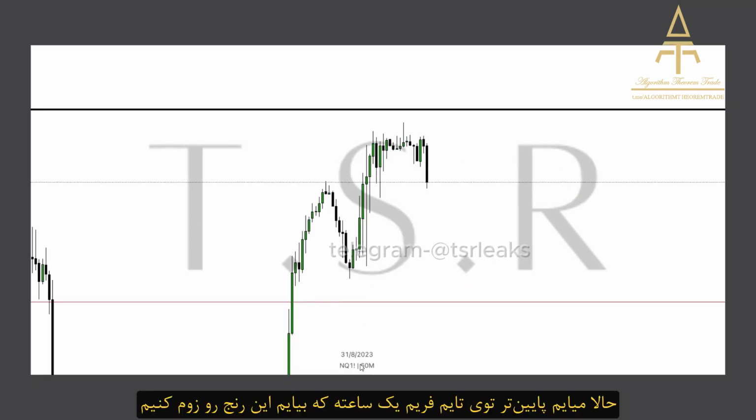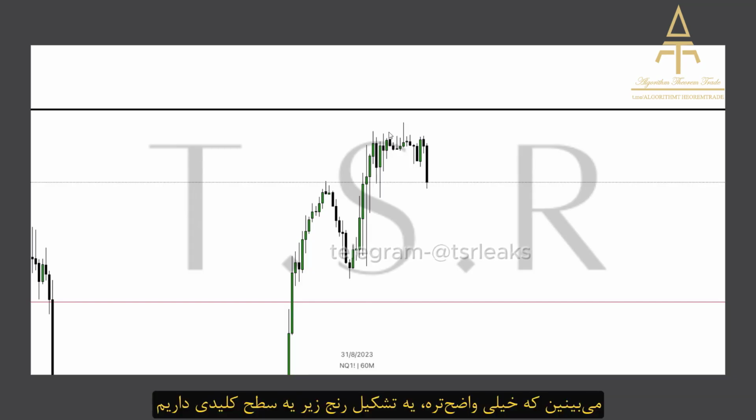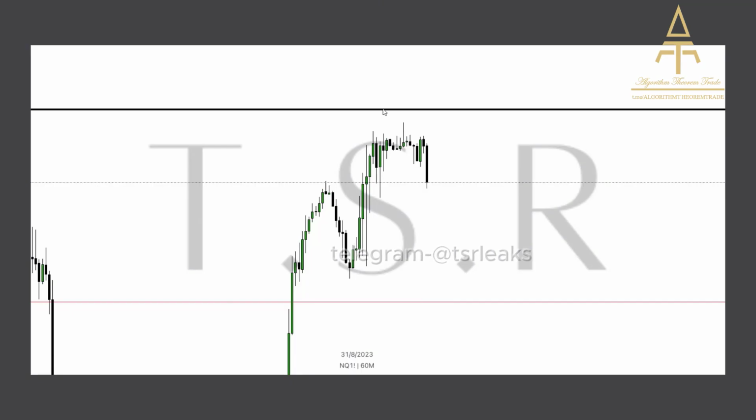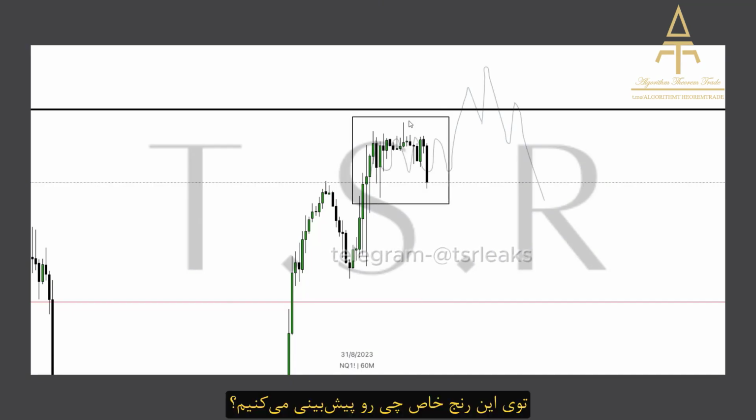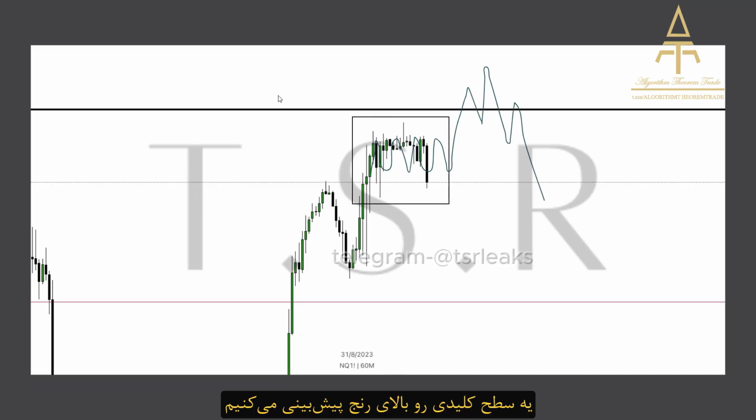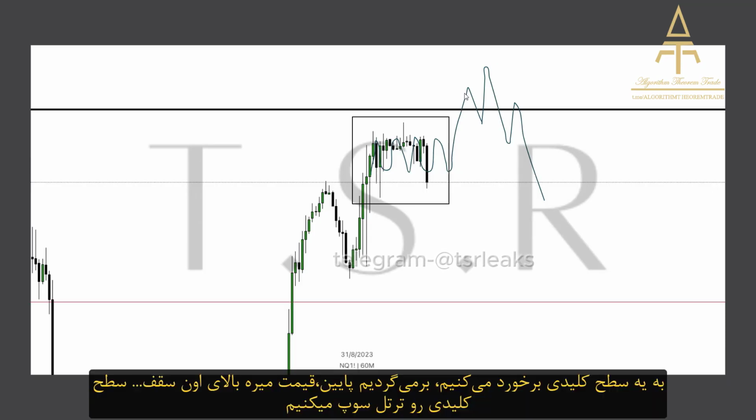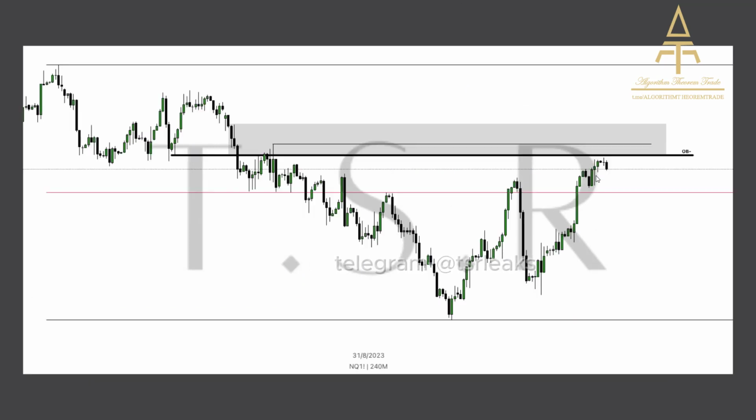Dropping down to a 1-hour time frame to zoom into this range, you can see a lot more clear. A range formation below a key level. What do we anticipate in this specific range? We anticipate a range, key level above a range. That means manipulation is likely to occur next. We will tap into the key level, come back down, tap above that high, turtle soup inside of the key level, and then come lower.